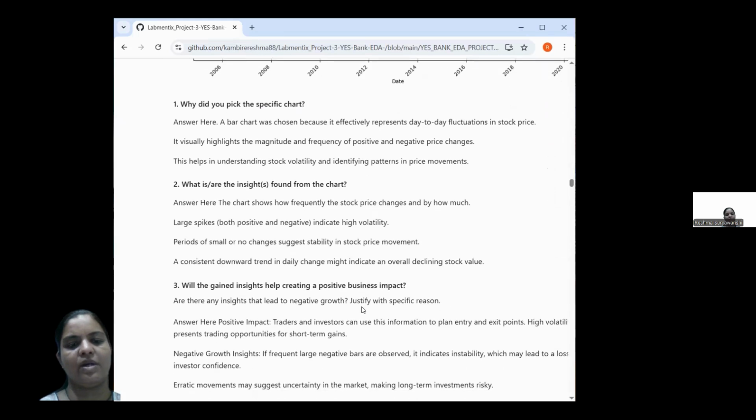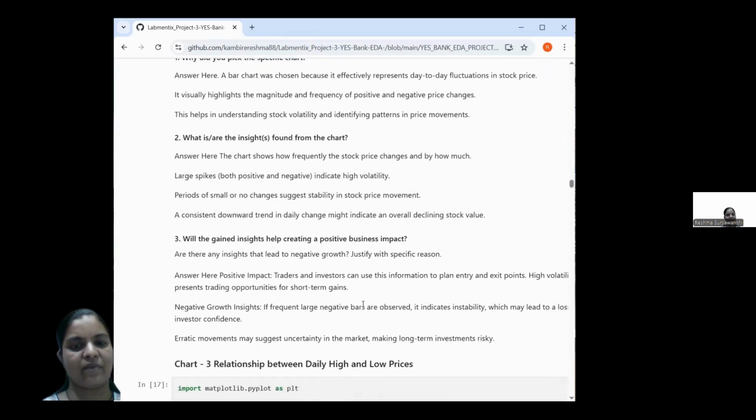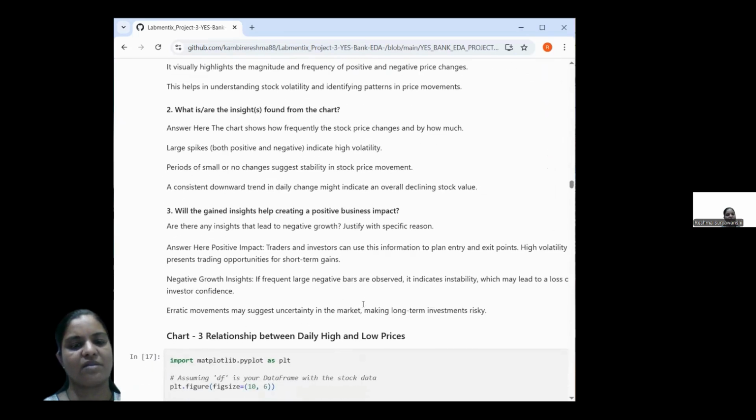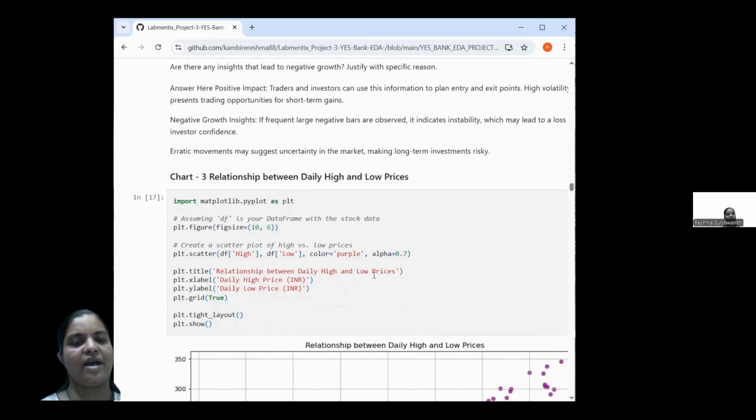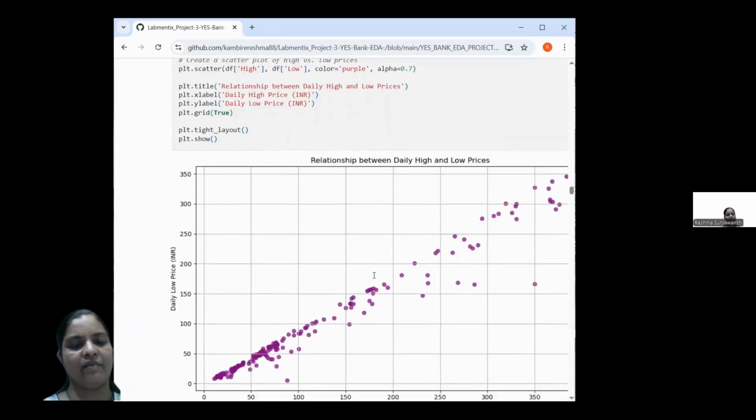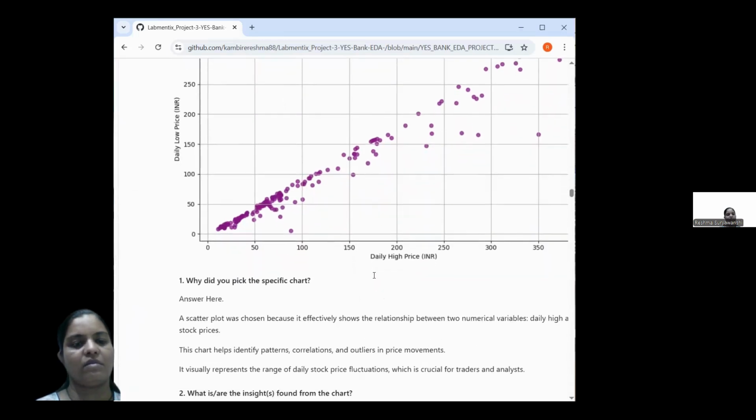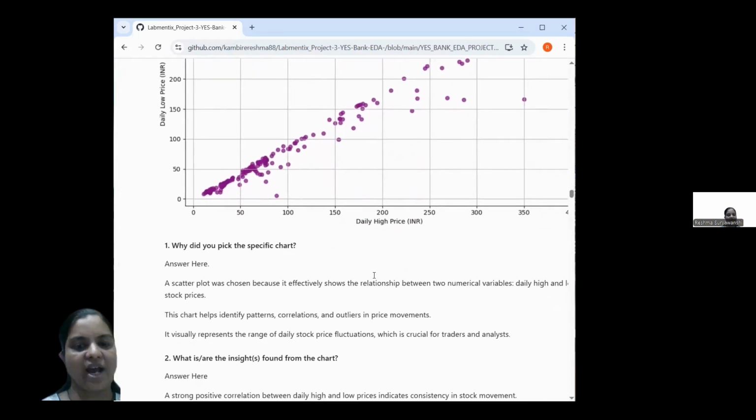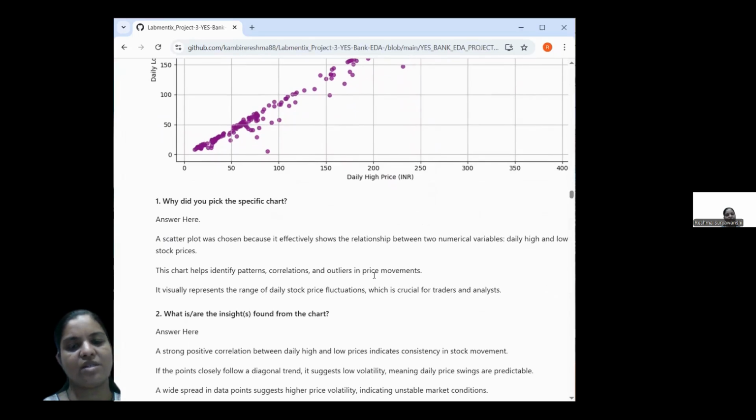So traders and investors can use this information to plan entry and exit point. High volatility present trading opportunities for short-term gains. Next is relation between daily high and low price, where we use a scatter plot because it effectively shows the relationship between two numerical variables, daily high and low stock price. This chart helps identify patterns, correlation, and outliers in price movements.